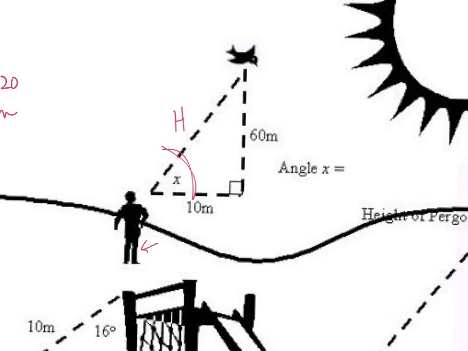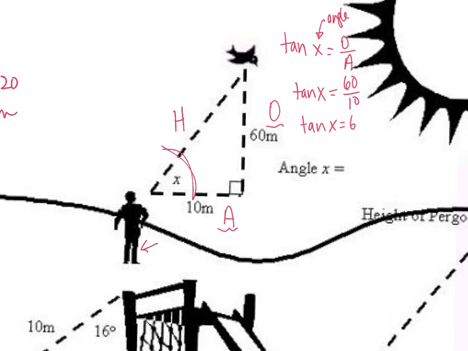The hypotenuse is right across from the right angle. Across from the angle x is the opposite, and the remaining side is the adjacent. So in this case, I have O and I have A, and I want to find the angle. So if it's O and A, I need to set up tan. So tan of the angle, so again, what goes with the tan, or the sine or the cos, is the angle, is equal to O over A. Then I'm going to write the numbers in. So tan x equals 60 over 10. Tan x equals 6.